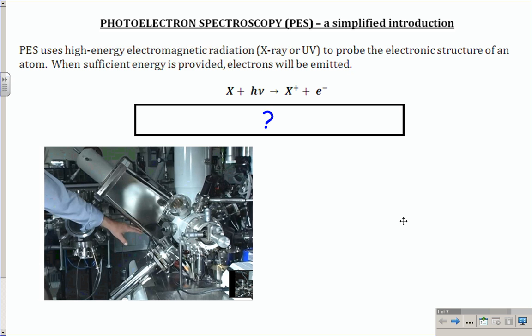I'm Brian Brown, and today we'll be looking at PES, photoelectron spectroscopy.